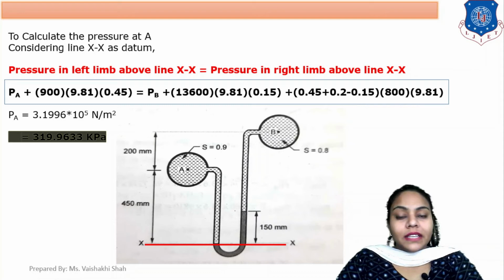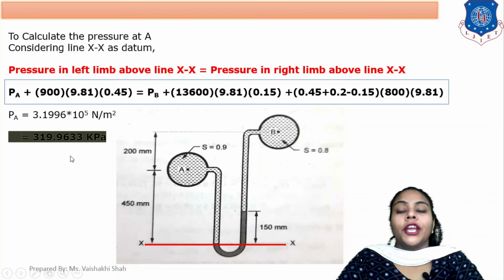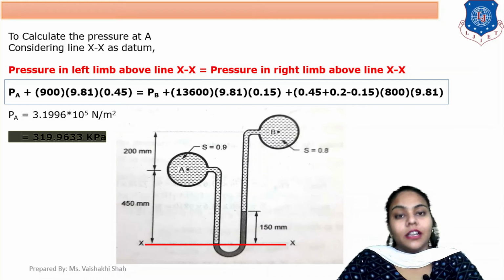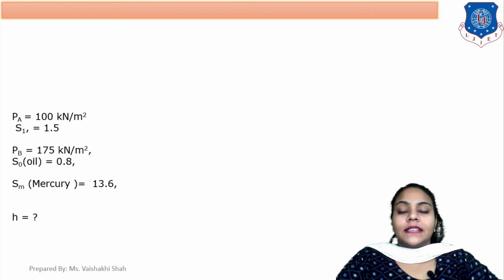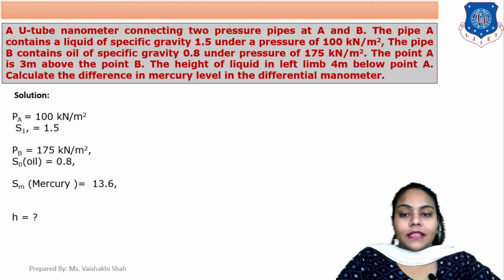By solving this equation in the calculator, your final answer for the pressure at A is 319.96 kilopascal or 3.199 into 10 raised to 5 newton per meter square. Okay, so now moving forward to our next example.